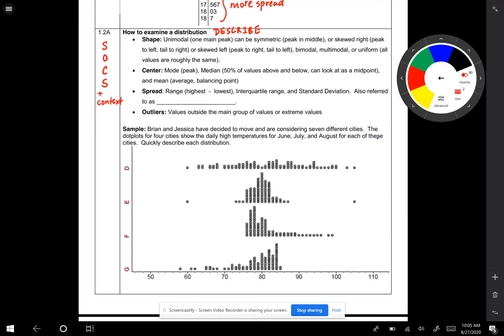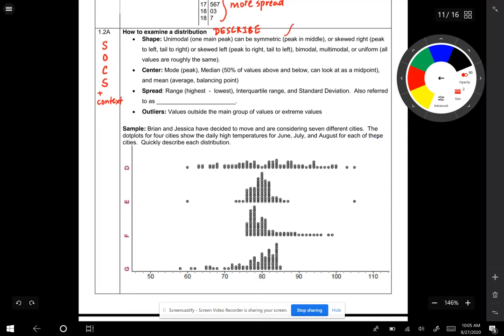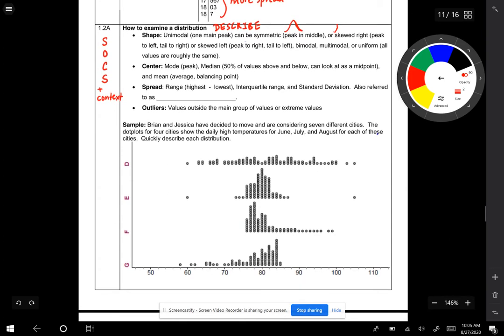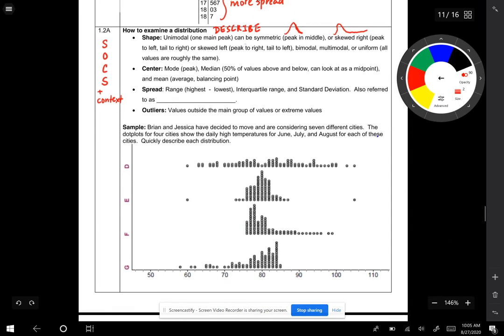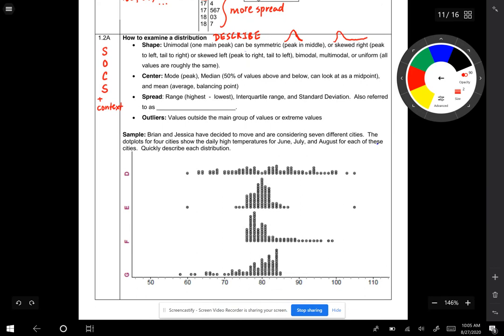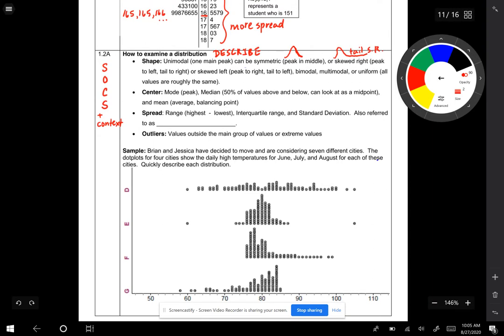So the first one, shape. It can be unimodal with one peak. So I'm going to draw it. It's not the greatest. It can be skewed right, so the peak is to the left and you have a long tail. So that is skewed right. I'll put SR for abbreviation's sake. Skewed left, where the peak is to your right and your tail is to the left.